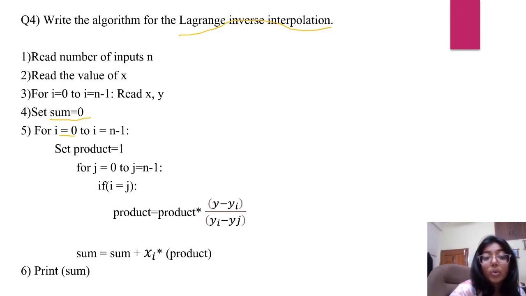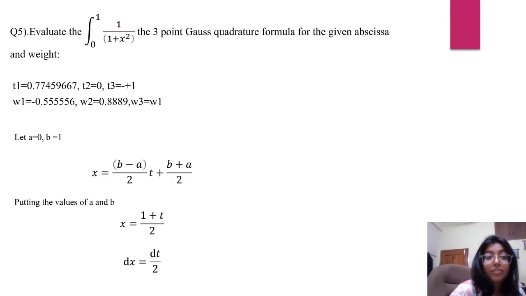Then for i equal to 0 to i equal to n minus 1, set product equal to 1. Inside it is another loop for j equal to 0 to j equal to n minus 1. Now, if i is not equal to j, then product is equal to product into (y minus yj) upon (yi minus yj), and sum is equal to sum plus xi into product, and then we print this sum. This is the algorithm for Lagrange inverse interpolation.